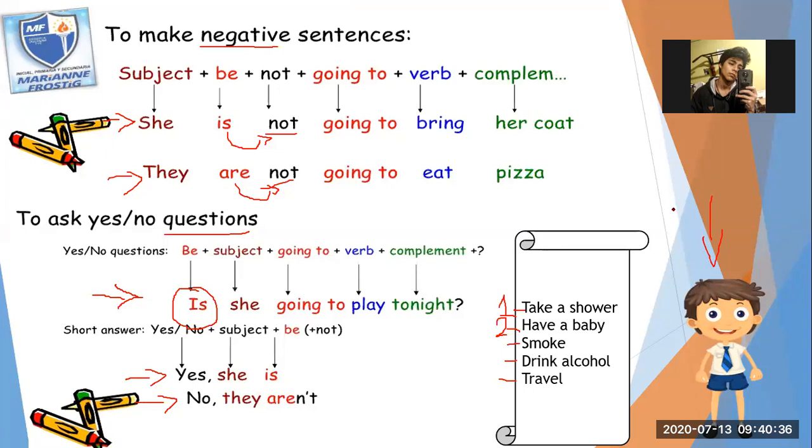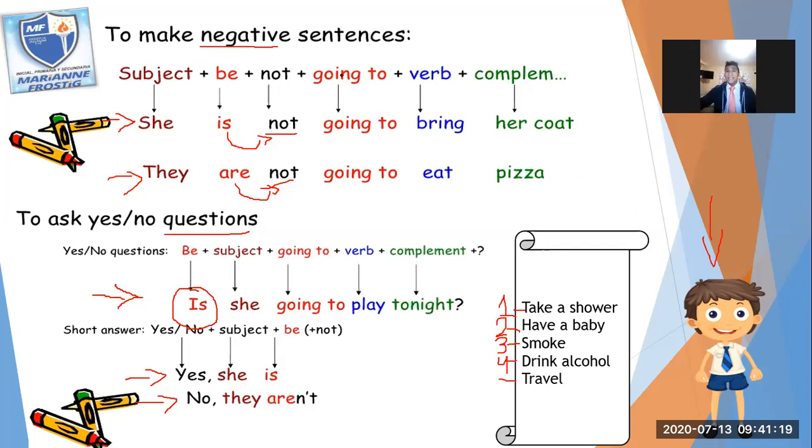He's going to have a baby. Have a baby, that's perfect. Let me see the chat. Valerie, number 3, and Carolina, number 4, okay? Please, Valerie, tell me number 3, but in question. Is he going to smoke? That's perfect. And imagine, Valerie, that the answer is yes. Yes, he is. Very good, perfect.